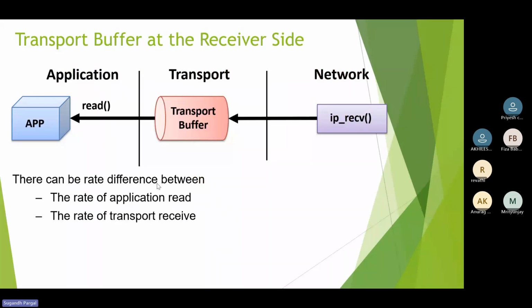So this is the way the control is possible: we have the IP address at the network layer, then the transport buffer at the transport layer, and then the data is read by the application layer. There can be a rate difference between the rate of application read and the rate of transport receive, as we just discussed, that the sender rate may be different from the receiver's rate. For that purpose, a transport buffer is maintained in which the data is stored, and whenever there is a read call, it reads the data, and whenever there is a write call, it writes the data.